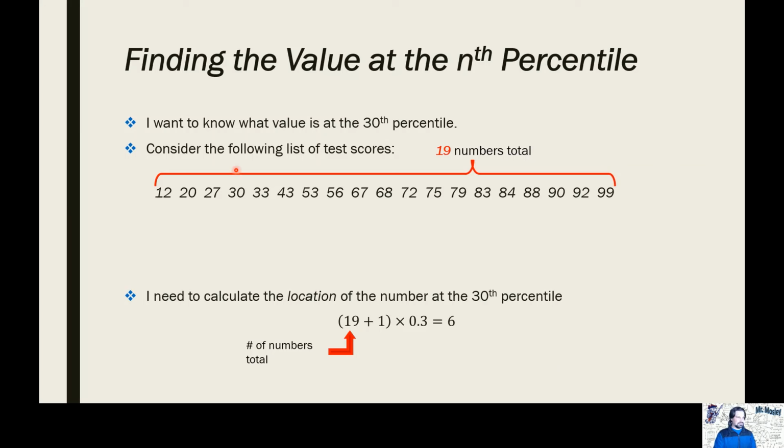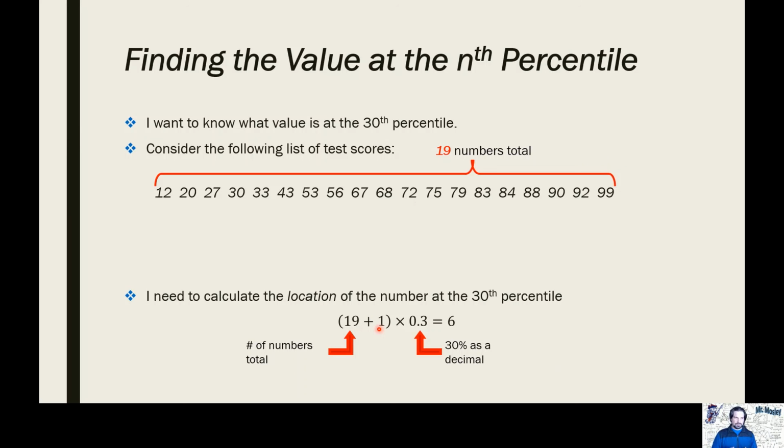The 19 is the number of numbers total. 0.3 is 30% as a decimal. I want the 30th percentile. So as a percentage, that's 30%. As a decimal, it's 0.3. Now we have to add this 1 to essentially account for counting.